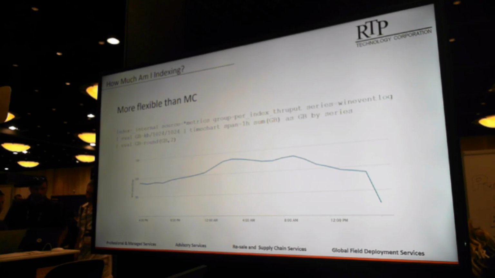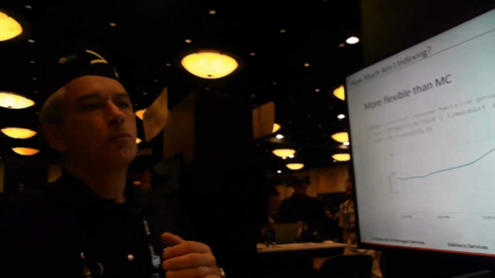A common question admins will ask is, how much data am I indexing? The monitoring console will tell you a lot about that. It'll even give you an alert when you're using up your limit. But sometimes you want to know about more specific information, an individual index, an individual source type, combination of the two, for example. Easier to do in SPL than in a GUI.